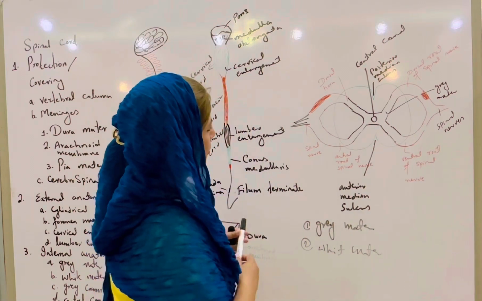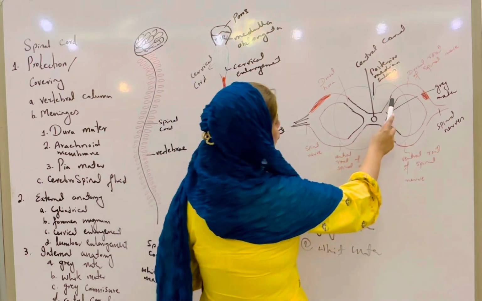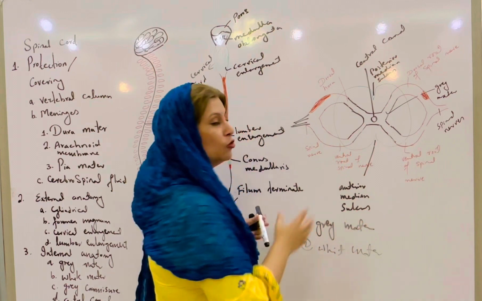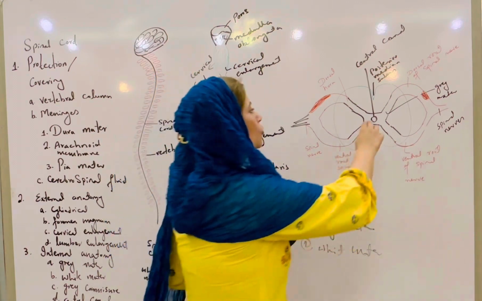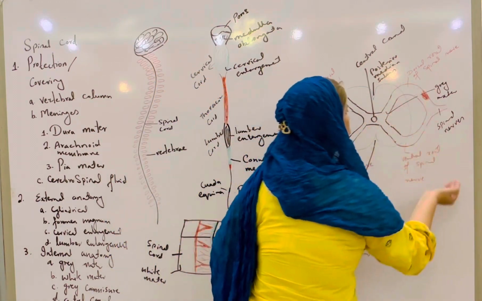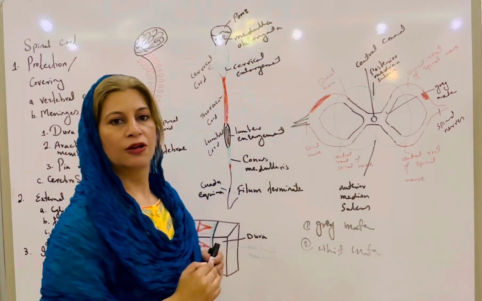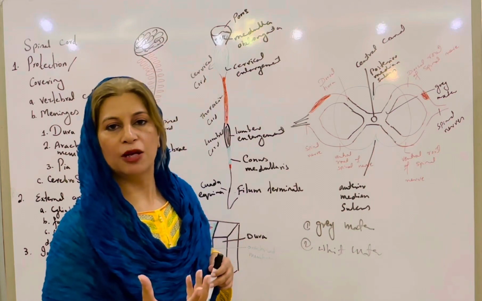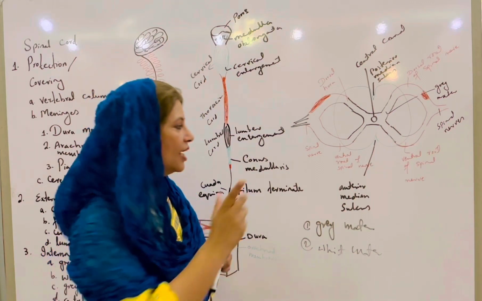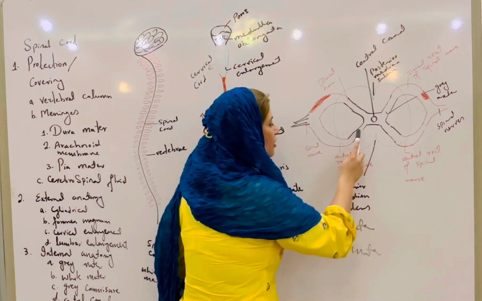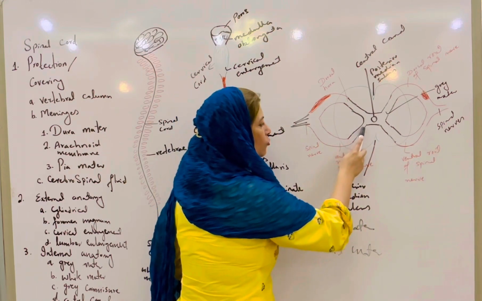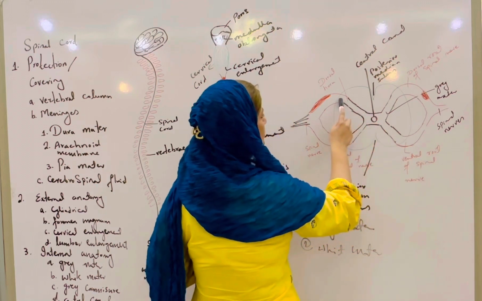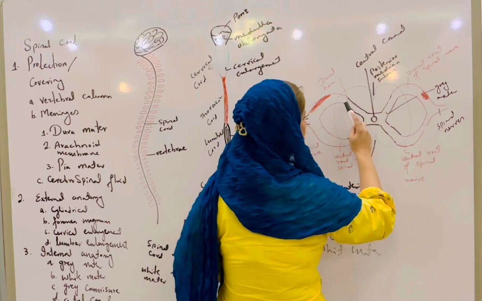Now students, look at here. Dorsal horns. These are the dorsal horns, and from the dorsal horns, dorsal roots of spinal nerves are emerging. Look at here, dorsal roots of spinal nerves are emerging from the dorsal horns. And the same, look at here, ventral roots of spinal nerves are emerging from the ventral horns.